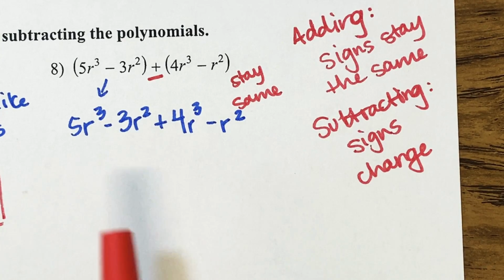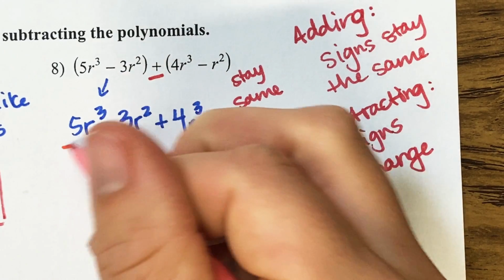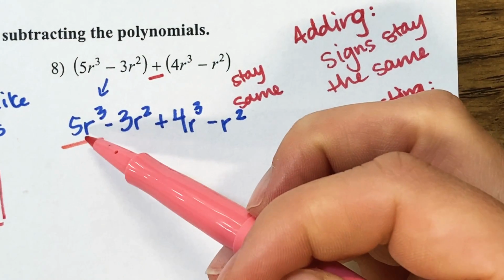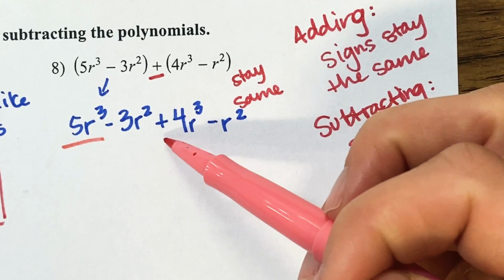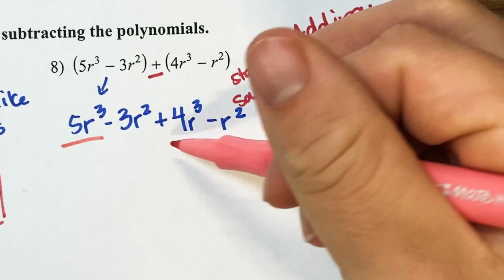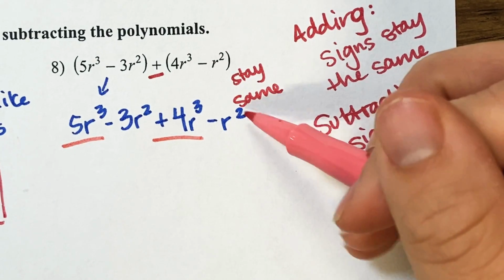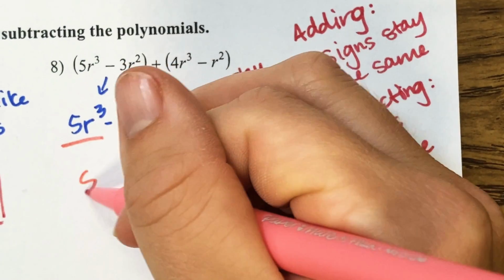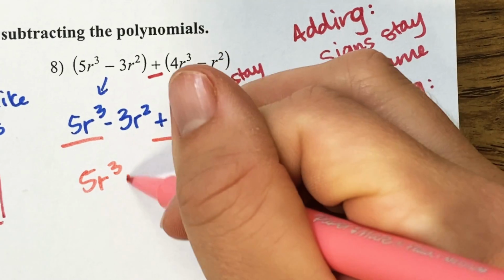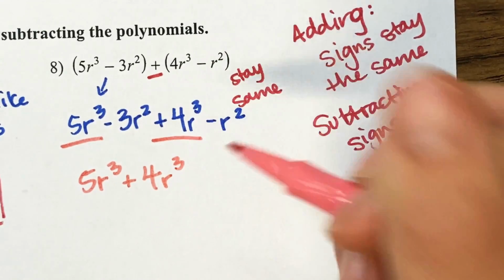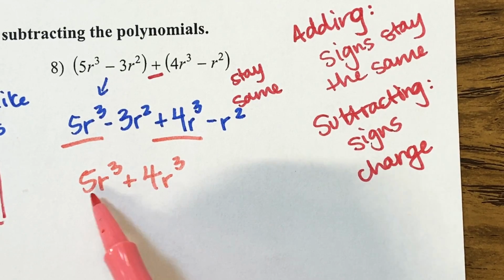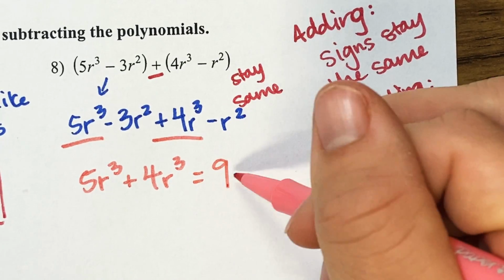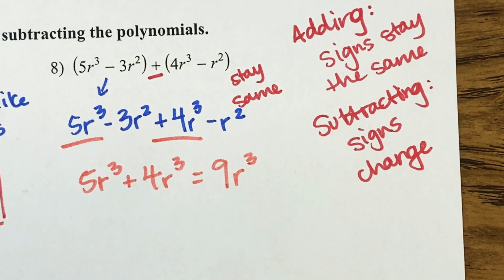Okay, so now we can go ahead and combine those like terms, see if we have any. My first term is this 5r cubed, so we need the r cubed. This one is r squared, so that's not going to work. This one is r cubed, so that one is a like term, and then that one's r squared. Nope. So we can do 5r cubed plus 4r cubed. Okay, well, I have 5r cubes, I'm adding 4 of them, so I have 9r cubes.